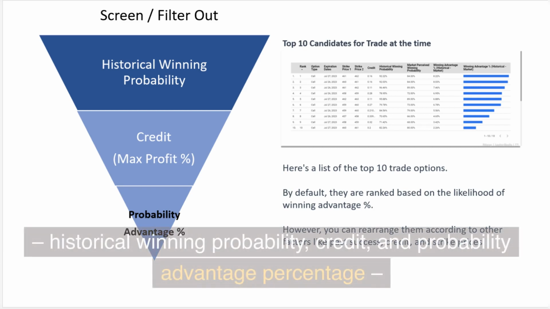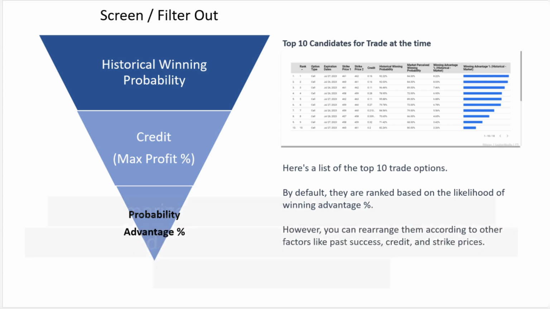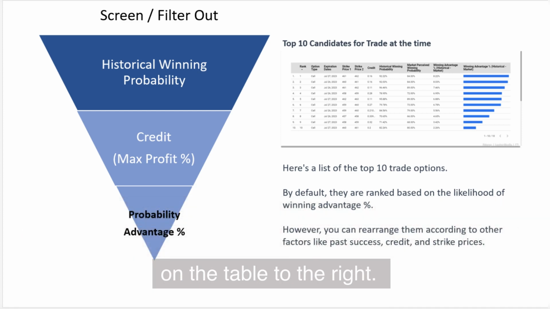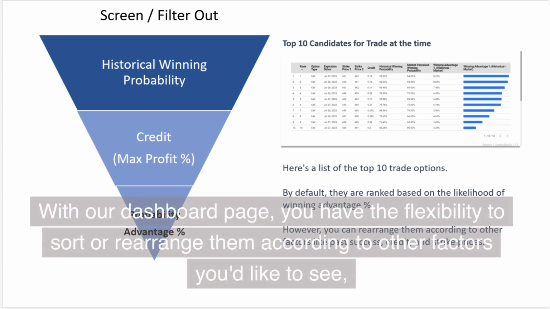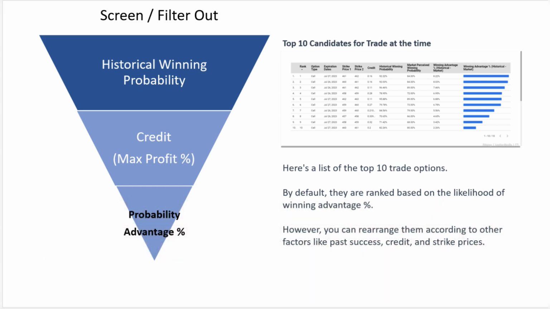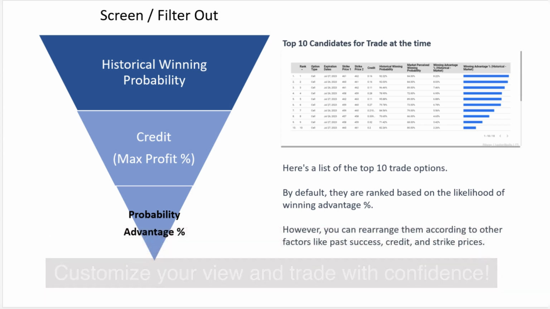Once you've screened out based on the three different criteria: historical winning probability, credit, and probability advantage percentage, I'll summarize the top 10 candidates. They'll be ranked based on probability advantage percent, as shown on the table to the right. With our dashboard page, you have the flexibility to sort or rearrange them according to other factors you'd like to see, such as credit or historical winning probability. Customize your view and trade with confidence.